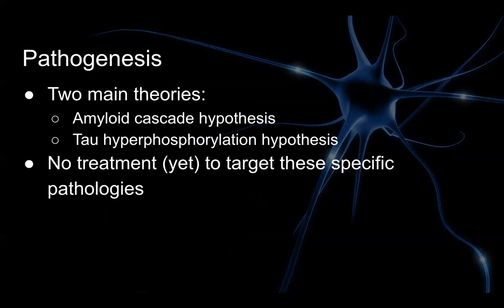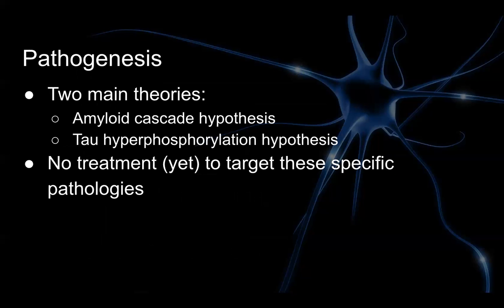The theories behind the pathogenesis of Alzheimer's disease are still under investigation and have not led to any optimal treatments that can target these mechanisms. As of right now, the only treatments available on the market are those that improve symptoms of impaired cognition without actually halting the progress of the disease.